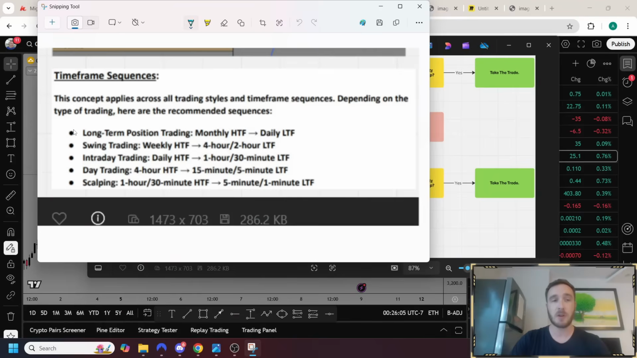Now, if you're going to be long-term position trading or swing trading, you're probably going to be in this bracket right here using one of these higher time frames, either the monthly, the weekly, or the daily as your highest time frame, using your lower time frame, your 1 hour, maybe 30-minute, or your 4 hour, 2 hour, or maybe even the daily. It really depends on which time frame sequence that you're using.